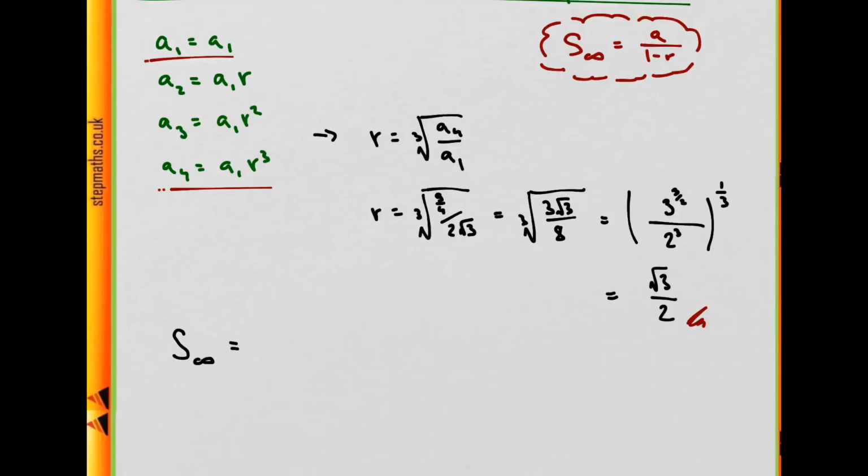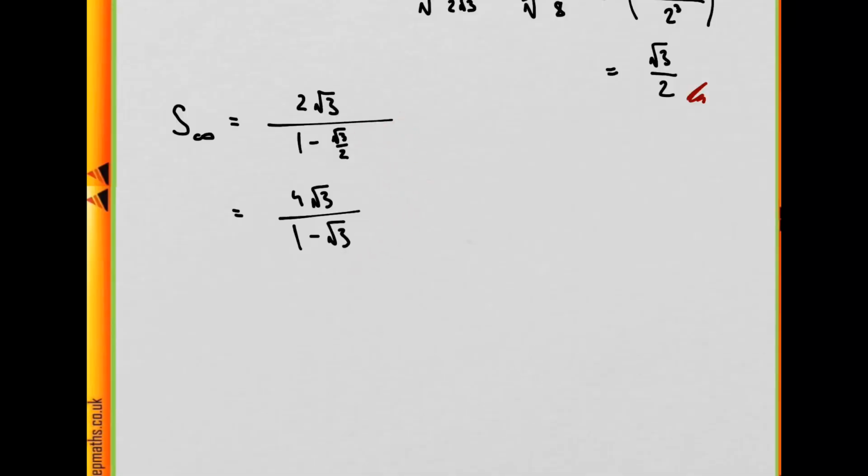The sum to infinity is then the first term, 2 root 3, divided by 1 minus root 3/2. So we first multiply top and bottom by 2, and now we want to get rid of the square root in the denominator. So what we have to do is multiply by 2 plus root 3. Sorry, that's supposed to be a 2, not a 1. In the bottom, I get a difference of squares, 4 minus 3.